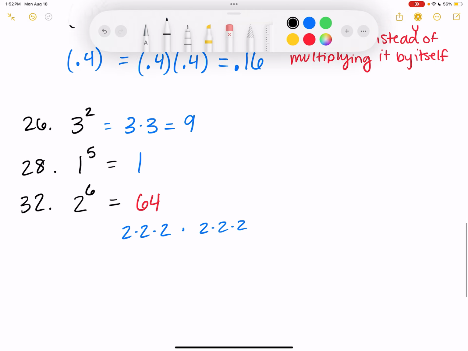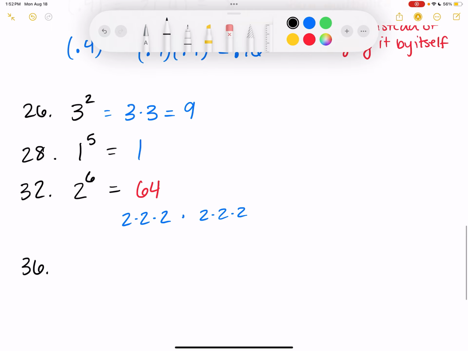Let's do one that's a fraction. 2/3 raised to the 4th. So this one, I'm going to give you a little cheat code that you haven't learned yet, probably. Well, you may have talked about it in pre-algebra, but 16 over 81. You already know it. Good.